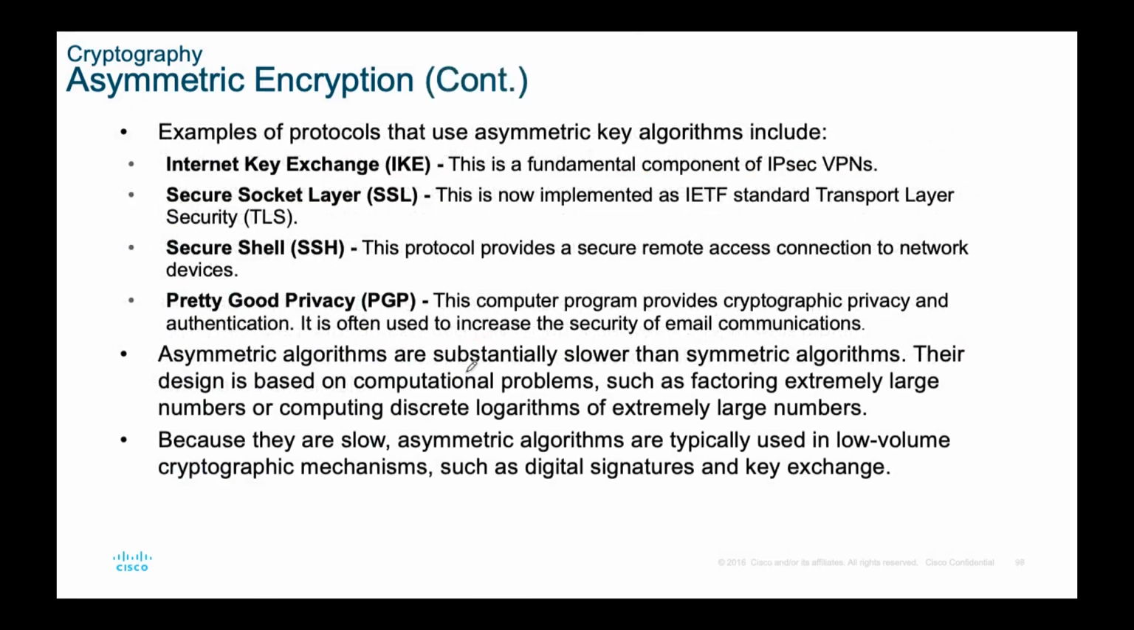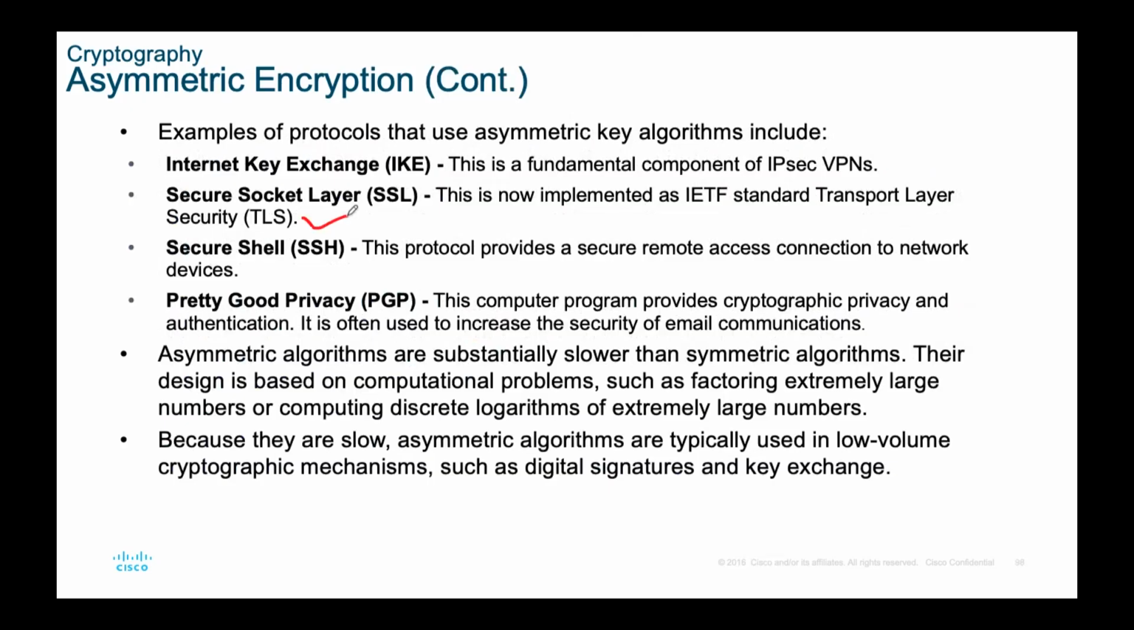Examples of protocols that use asymmetric key algorithms include Internet Key Exchange, IKE. This is a fundamental component of IPsec VPNs. Secure Socket Layer, SSL, is now implemented as the IETF standard Transport Layer Security, TLS. Third, Secure Shell, SSH. This protocol provides a secure remote connection to a network. Then PGP, Pretty Good Privacy. This computer program provides cryptographic privacy and authentication. It is often used to increase the security of email communication.